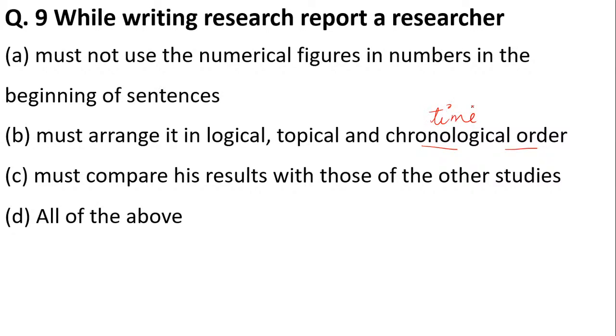What should a researcher do while writing a research report? The correct answer to this is option D, all of the above. He should not write numerical figures in the beginning, must arrange in all these orders and compare his results with those of other studies.